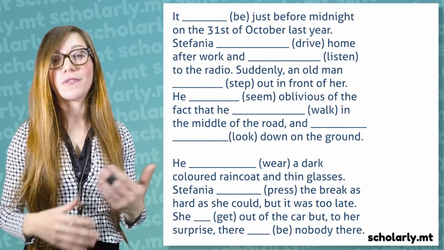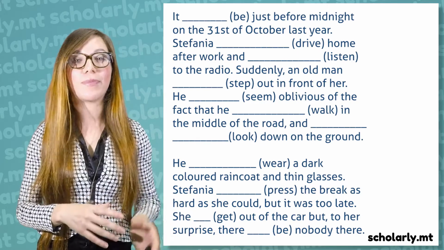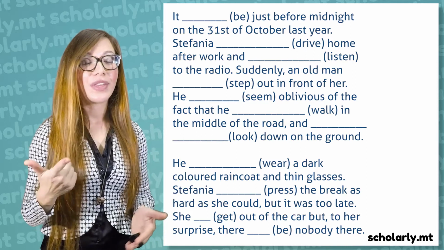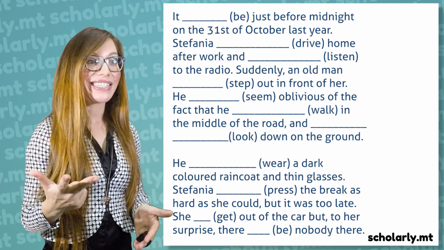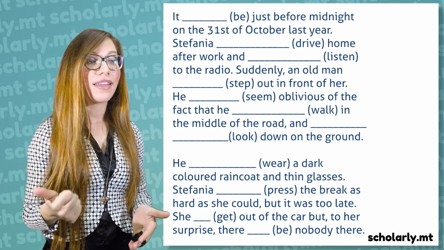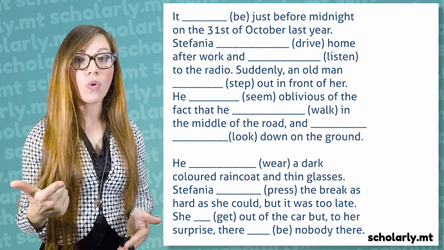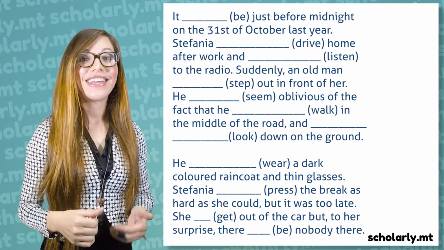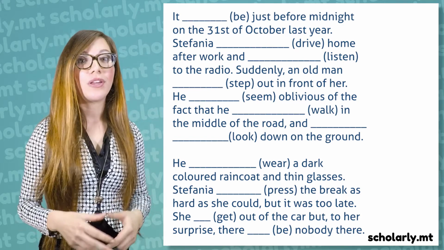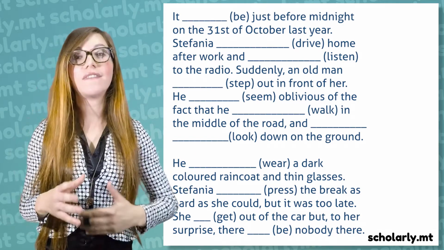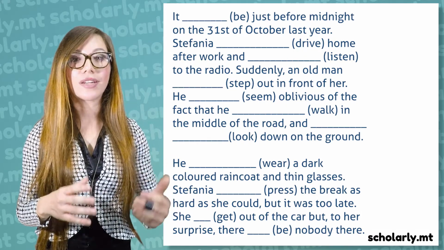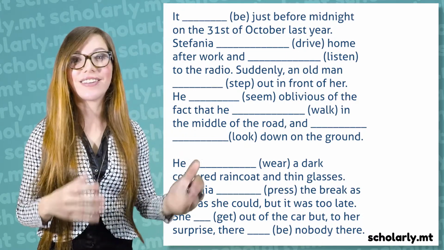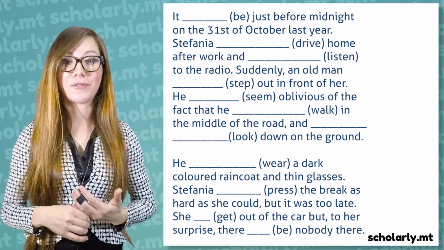nobody there. So the verbs which we need to put either in the past simple or the past progressive tense are be, drive, listen, step, seem, walk, look, wear, press, get, and be. Remember, we use the past progressive when we're setting the scene, the background of the story. We use the past simple for actions in the story and the other rules that we have just gone through.